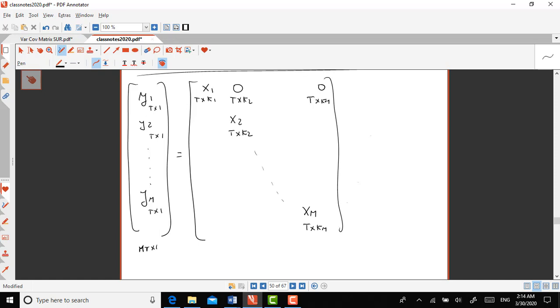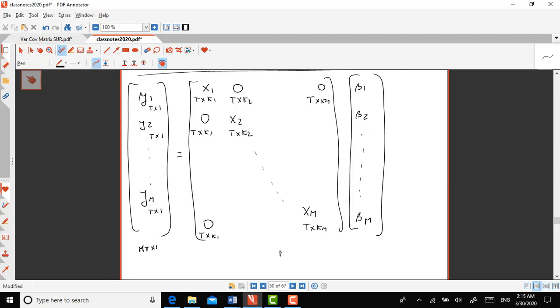Okay, so this is a huge matrix that we'll have to construct. T times k1, and so on and so forth. And then here we will have the matrix with the coefficients. This is our delta matrix. So now, what are the dimensions of this matrix?